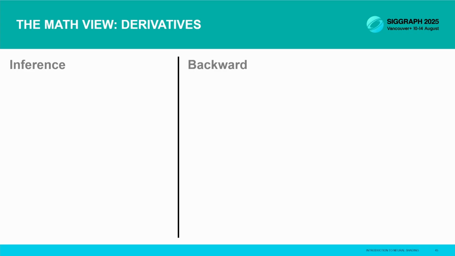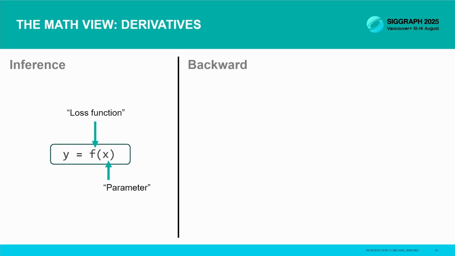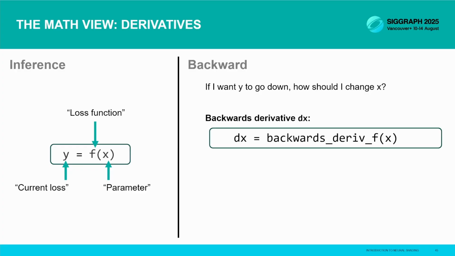We can figure out the answer by looking at this problem from a math perspective, although I promise that I'll keep the math to a minimum for now. What we have is a function that takes some input x and returns an output y. And in our case, the input is the current parameters, the function is the loss, and the output is the current loss value. And the question that we're asking is how x needs to change if we want y to go down. And the answer to this lies in the derivative of the function, which relates a change in the input to how the output changes.